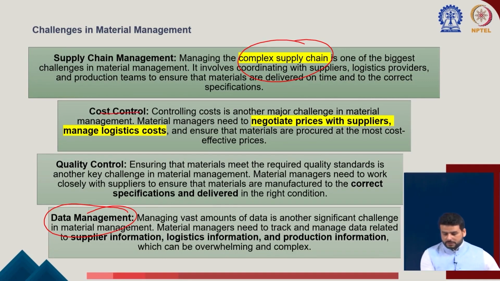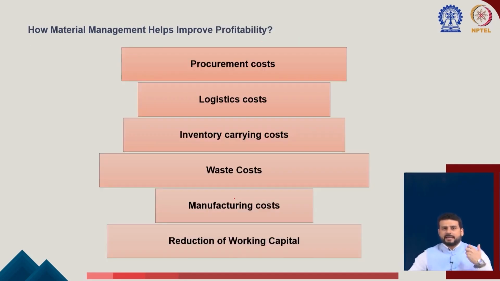So cost control, when you need to negotiate with the suppliers, that depends upon how much you are purchasing, you can negotiate. Quality control, already we discussed that you need to provide the specification to your raw material suppliers so that they can supply you as per that.